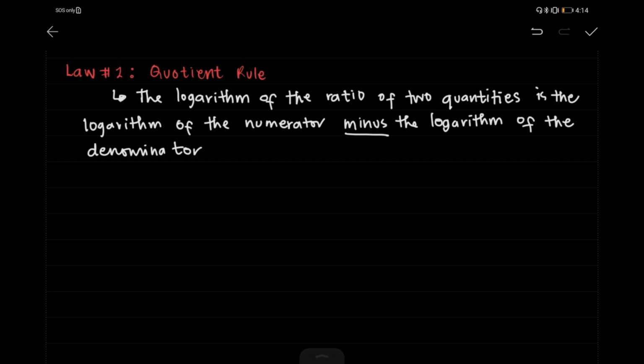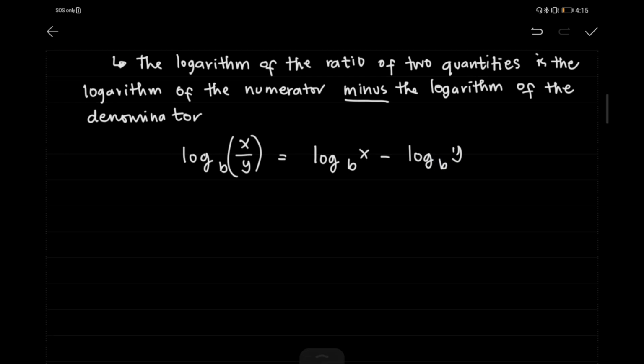So if we are going to illustrate this one, we are going to have the logarithm of x over y to the base b. So this is just equal to the difference of the logarithm of the numerator and the logarithm of our denominator. Therefore, this is equal to the logarithm of x to the base b minus the logarithm of y to the base b. So if we're going to have an example, we have the logarithm of 3 over 4 to the base 2. So this is just equal to the logarithm of 3 to the base 2 minus the logarithm of 4 to the base 2.